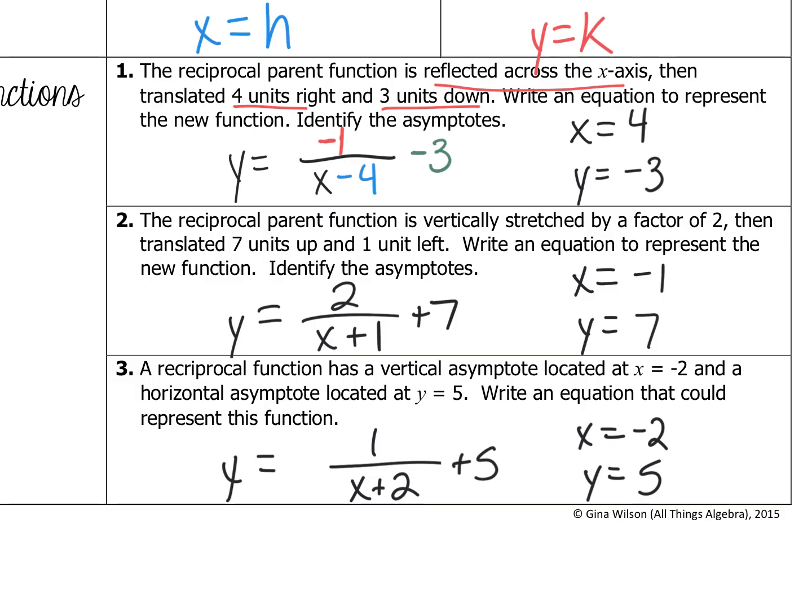Technically, on that one, it didn't tell me stretch, shrink, or reflect, so really it wouldn't matter what you put on top, but we just like to automatically assume that if we don't know, we put 1, okay? Cool? We good? This is easy.